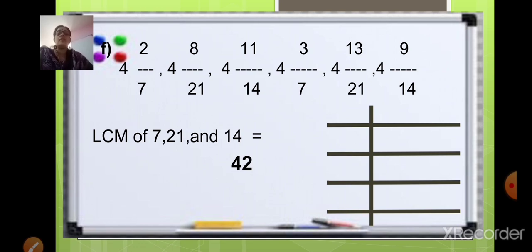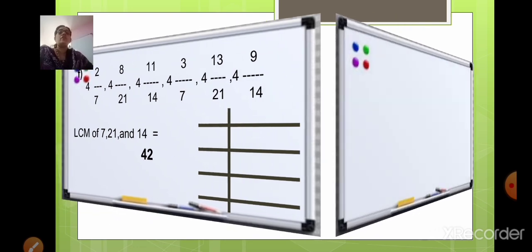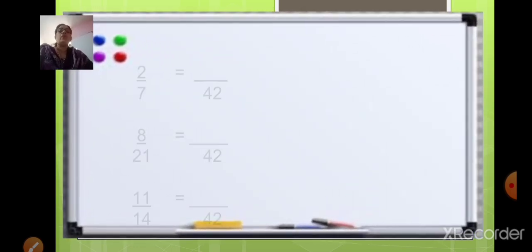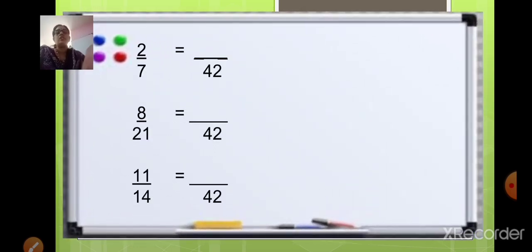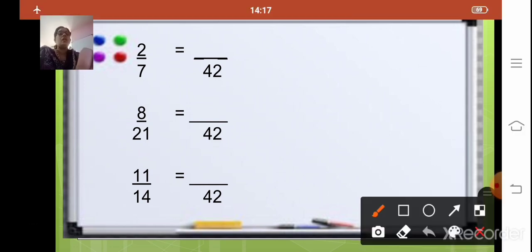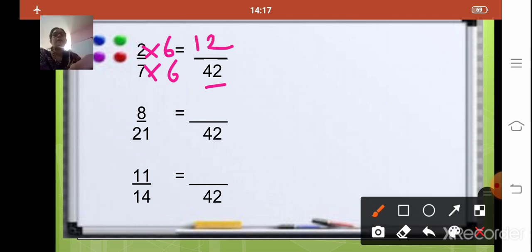So let us start with the first fractions. Your fractions are 2 upon 7, 8 upon 21 and 11 upon 14. Now 7 times 6 is 42, so 2 upon 7 is something upon 42. So 7 when you multiply by 6, you will get the denominator 42. Same way, the numerator also you will multiply by 6. So 2 times 6 is 12.